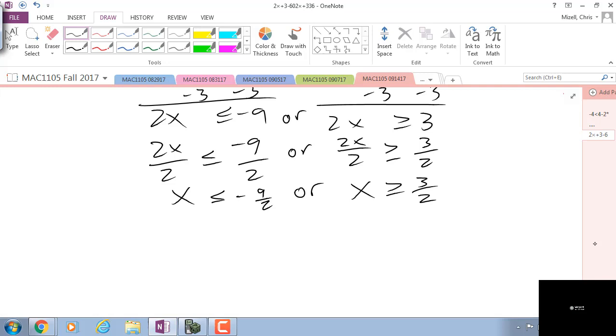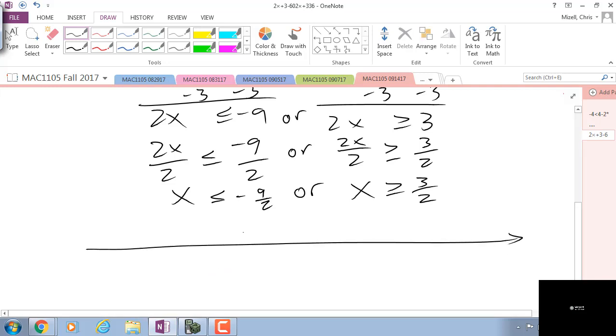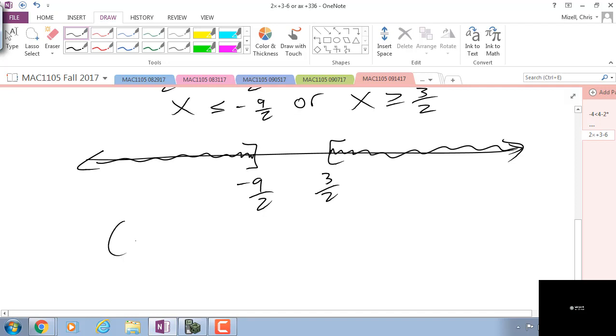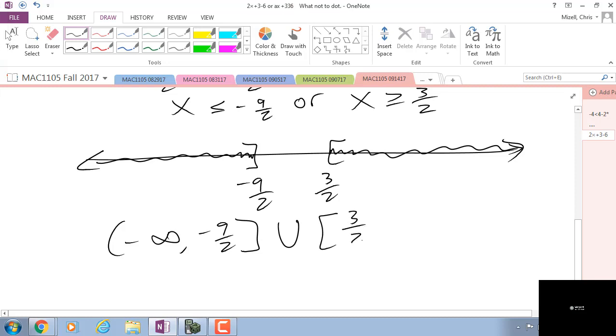Graph it first. Either x is less than or equal to negative 9 halves, or x is greater than or equal to 3 halves. And in interval notation, we use the union symbol.